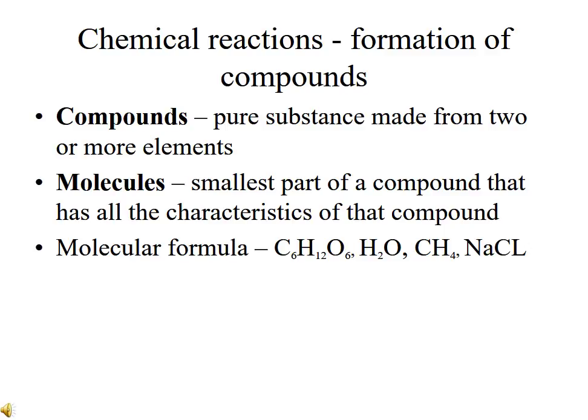So therefore, when we look around at the various substances that we might be familiar with, for example, a lump of sugar would have a molecular formula of C6H12O6. Now, what do we mean by this? When I look at a molecule of sugar, it is made up of 6 carbons, 12 hydrogens, and 6 oxygens, all bound together in a chemical bond that we'll discuss later on.